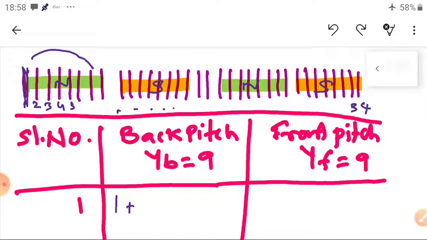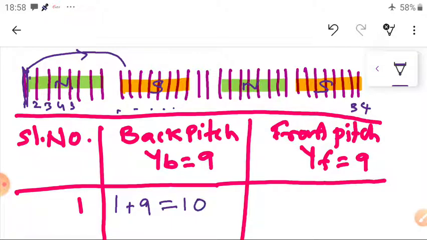So I have to connect this one side to the other side, one pole pitch, north pole to south pole. Where am I going to connect? 1 plus the back pitch 9, so I go to the 10th. This is the 10th conductor and I am going to connect it. Let us see, the 10th conductor represents this one.